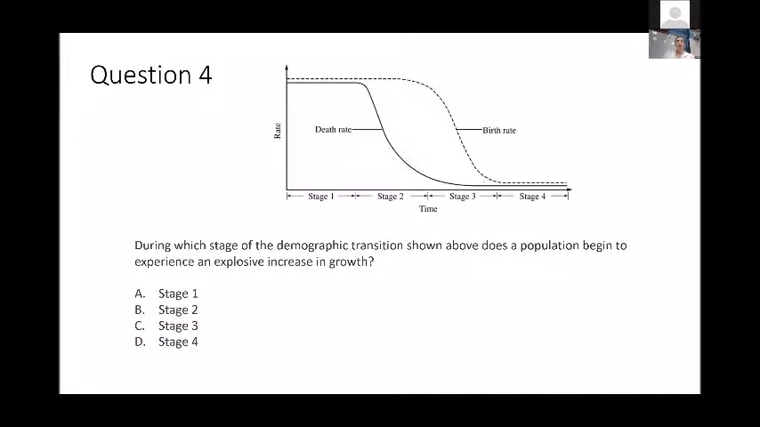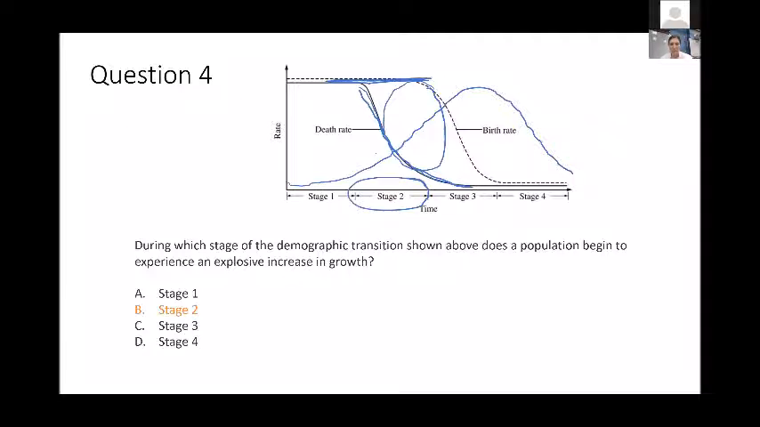During which stage of the demographic transition shown above does a population begin to experience an explosive increase in growth? So if you were able to remember that entire figure, you would know that our growth curve does this, and then it kind of tapers off, right? And that's because you have this gap between a steady high birth rate, but then a rapidly declining death rate. So this would definitely be during stage 2. That's when it starts.